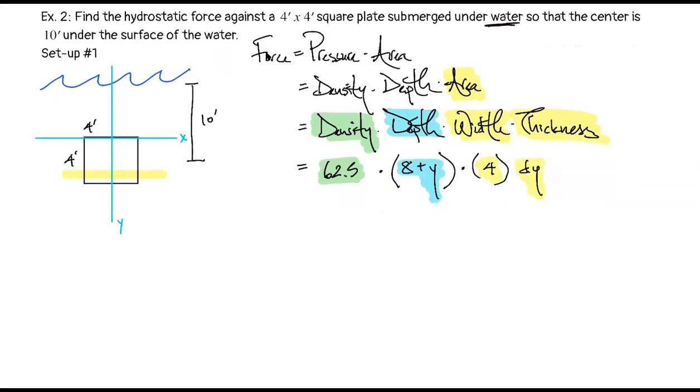Okay. So now let's set up our integral. All right, so we've got force equals the integral of 62.5 times 8 plus y times 4 dy. Right? Everything I did above was really a setup, so I knew what my integral is going to be. What are my bounds going to be given the way my coordinate axes are set up? 8 to 12. 0 to 4. 0 to 2.